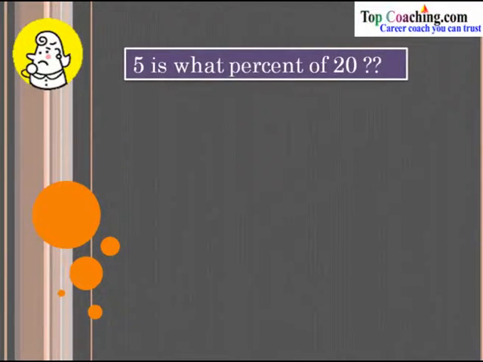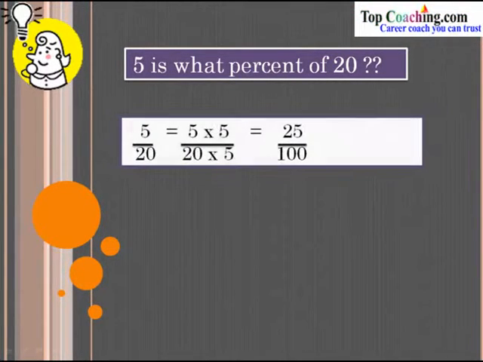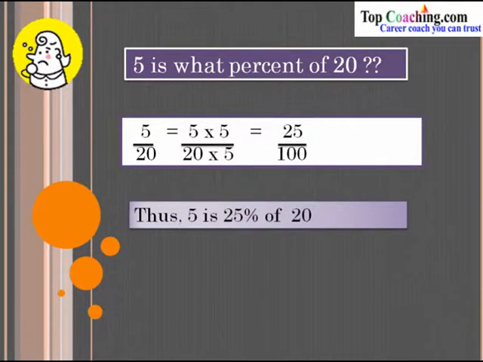5 is what percent of 20? We have to find out what percentage 5 is out of 20. So we can write 5 by 20 as equal to 5 into 5 divided by 20 into 5. We are actually trying to express the denominator as equal to 100. So this would be equal to 25 by 100. So 5 is 25% of 20. It actually means that if we take 5 parts out of 20, then that is equivalent to taking 25 parts out of 100. So we express in terms of 100.